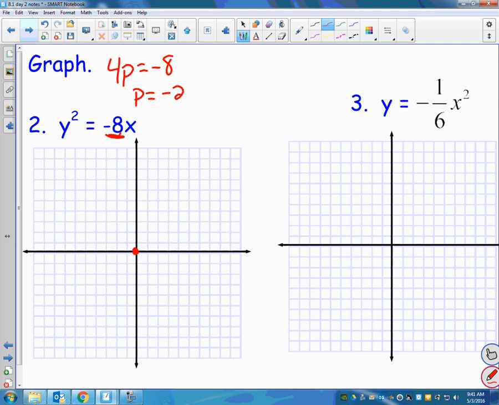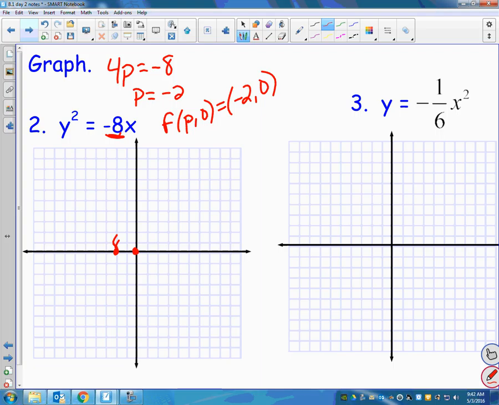My focus is p units away from my vertex. Since p is negative 2, should I be going left 2 or right 2? Because it's negative, right? And if you look back at our formula for focus, it's (p, 0), which means my focus here would be (negative 2, 0). So I'm going to go back here, and that's going to be my focus. If it's negative, it's going to open to the left, if it's to the side. If it's negative, it's going to open down, if it's up and down, okay?